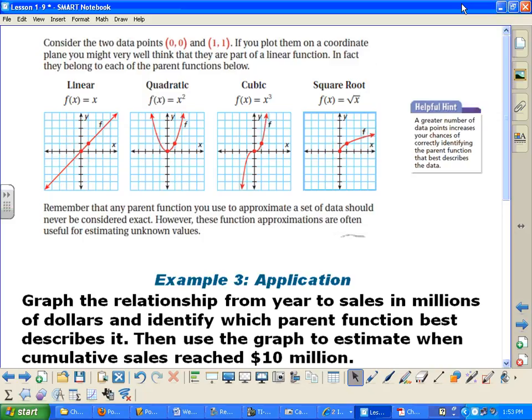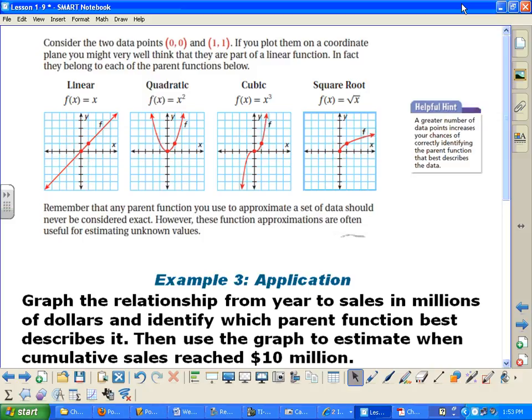Now, so we're going to consider 2 data points, (0, 0) and (1, 1). They're on all of them. So if you plot them on a coordinate plane, you might very well think that they're a part of a linear function. In fact, they belong to all of them. So you have to be careful about those 2 points.